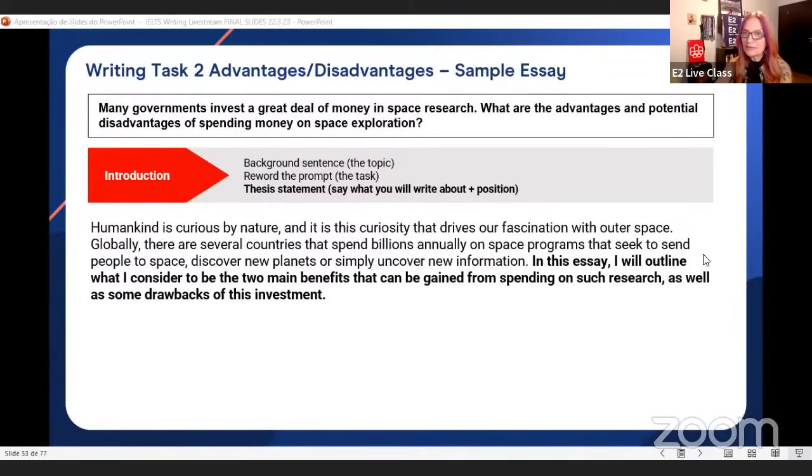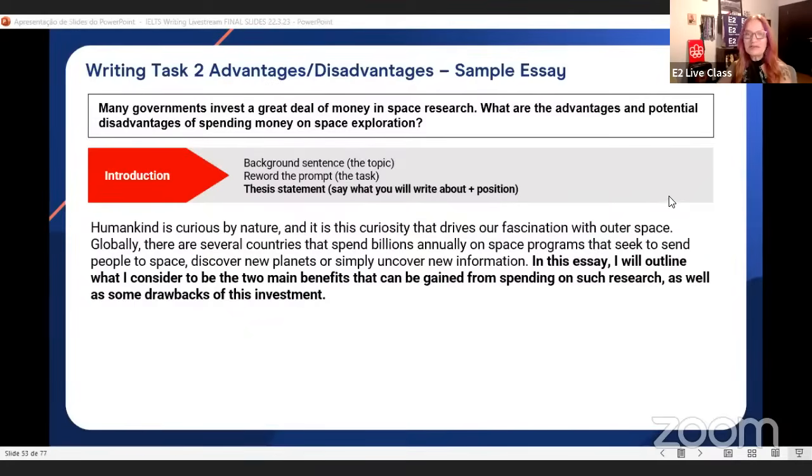Now, in this essay, I will outline what I consider to be two main benefits that can be gained from spending on such research, as well as some drawbacks of this investment. So it's what you consider to be, it's what you believe are the advantages. It doesn't mean that you agree or disagree that countries should or should not invest money. It's simply straightforward. What are the advantages and disadvantages that stem from space research? Excellent.